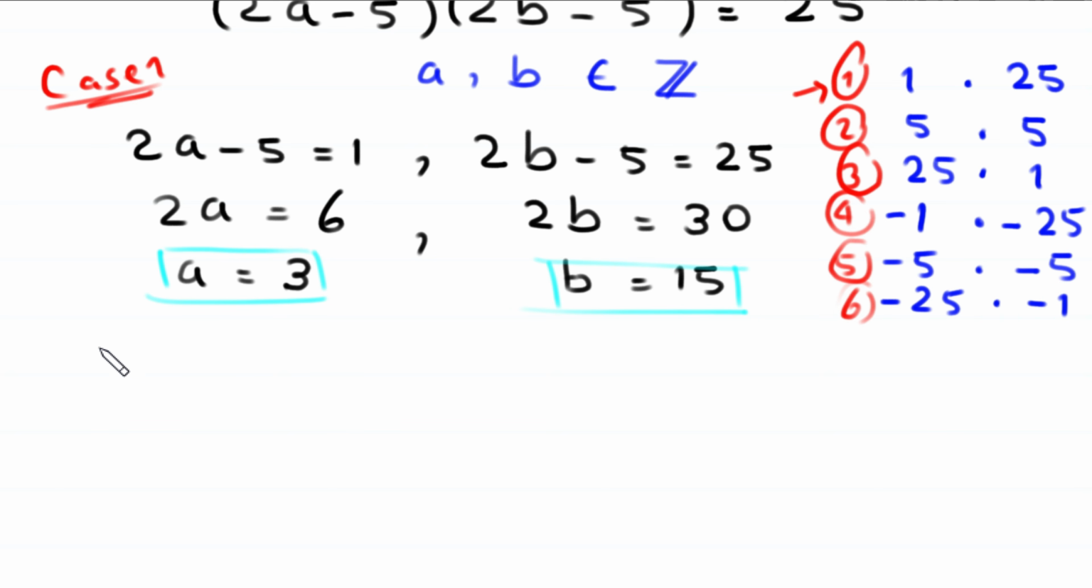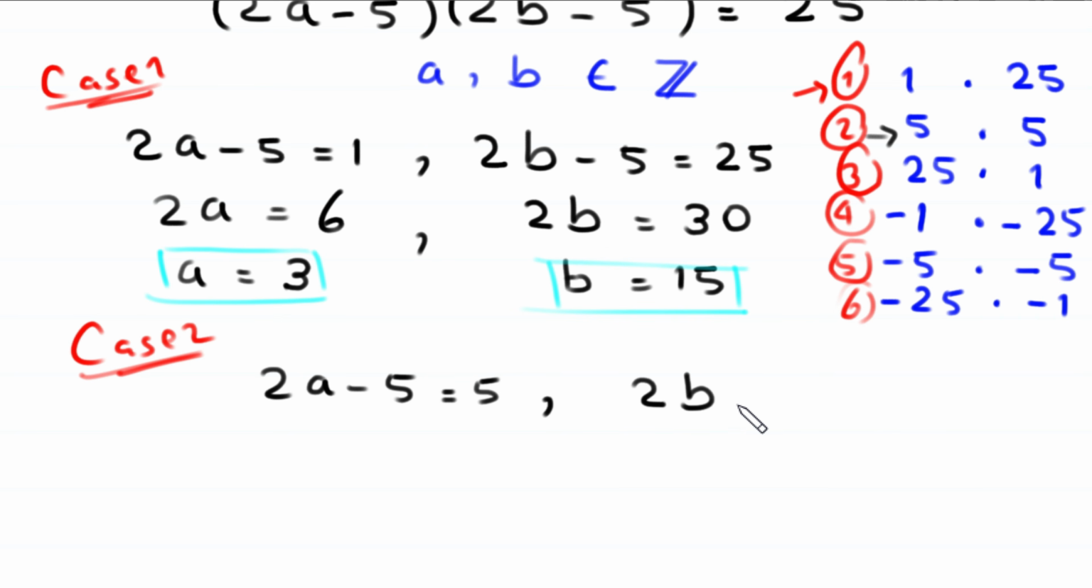Now we solve the second case. In case number 2, we write the first factor 2a minus 5 equal to this first factor 5, and we write this second factor 2b minus 5 equal to this second factor 5.